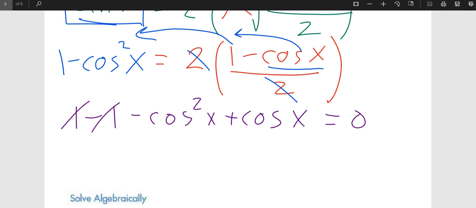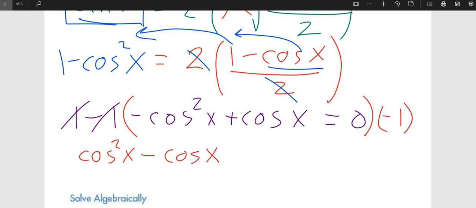Could we multiply this whole thing by -1 just to make it look a little nicer? What if we multiplied the whole thing by -1? That'd be cosine squared x minus cosine x, and if only we knew what 0 times -1 is. -0. That kid's gonna get kicked out of a lot of parties. -0. Okay.